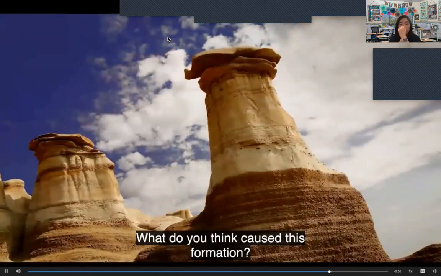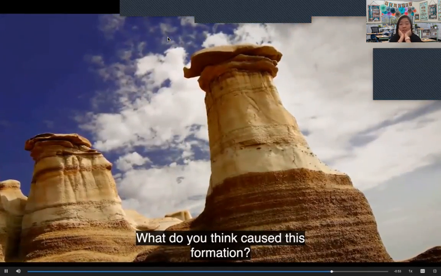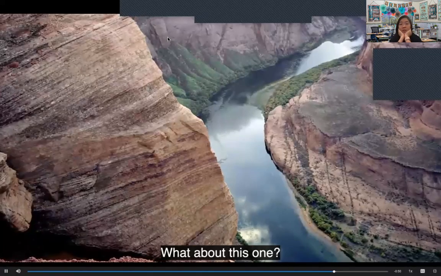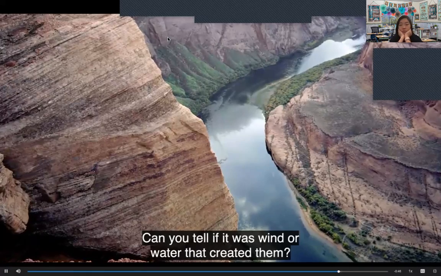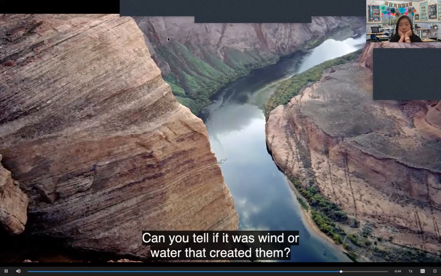What do you think caused this formation? What do you think? What about this one? Here's a few more weathering and erosion examples. Can you tell if it was wind or water that created them?